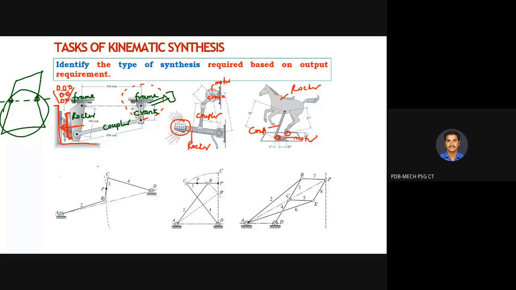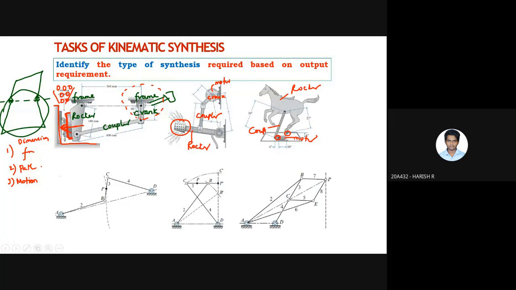So tell me what type of synthesis that we can choose for these applications. Okay, I told the application. Okay, you know what are the different types of applications. In dimensional synthesis, we are having function generation. Second one is path generation. Then third one is motion generation. Which of these three do you think is more appropriate for these applications?